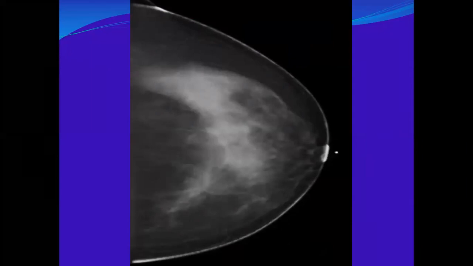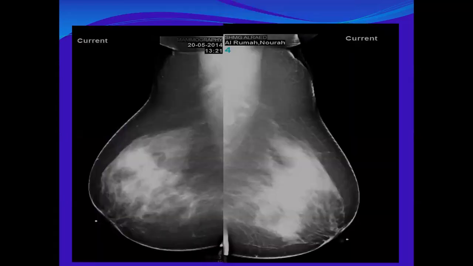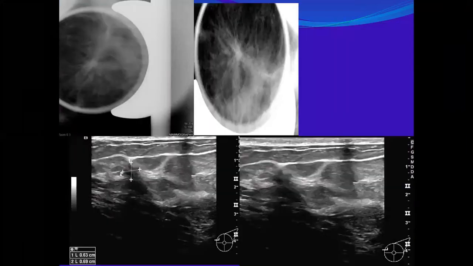Someone pushed her. She doesn't like it. The technicians came to me. She told me, this lady is not cooperative. She doesn't like that mammography, and I will let her go. I said, no, don't let her go. I went and tried.